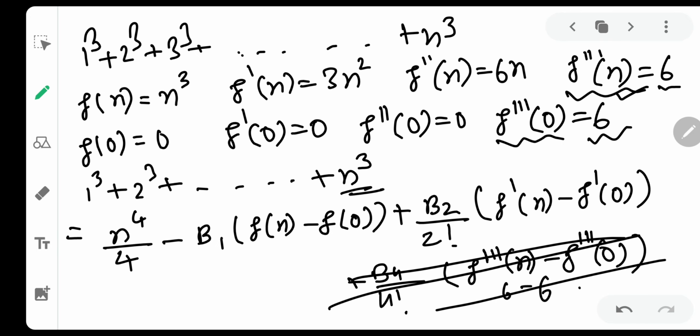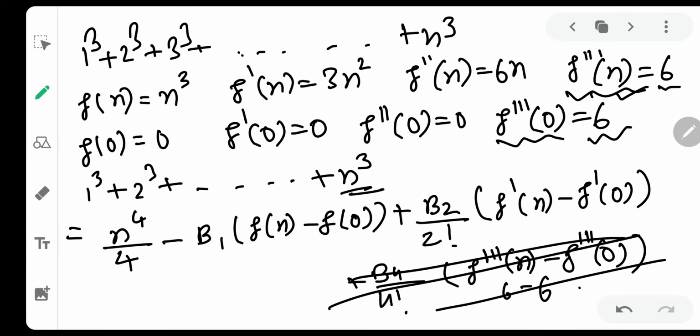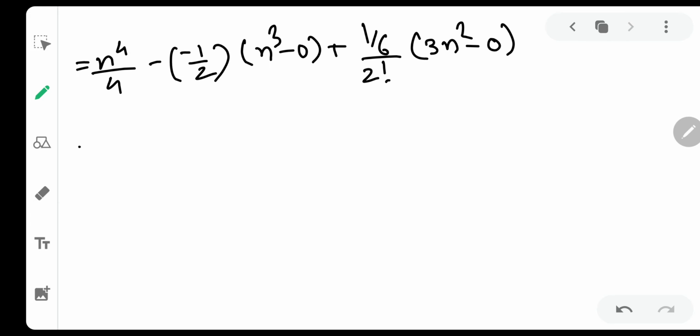And then we have f dash n minus f dash 0. So f dash n is 3n square minus 0. Okay, sorry for that, 3n square minus 0. Then minus b3 by 3 factorial, but b3 is 0, so that is gone. And then plus b4 by 4 factorial, but f triple dash n and f triple dash 0 both are the same, so that will also be gone. Now let us solve this.